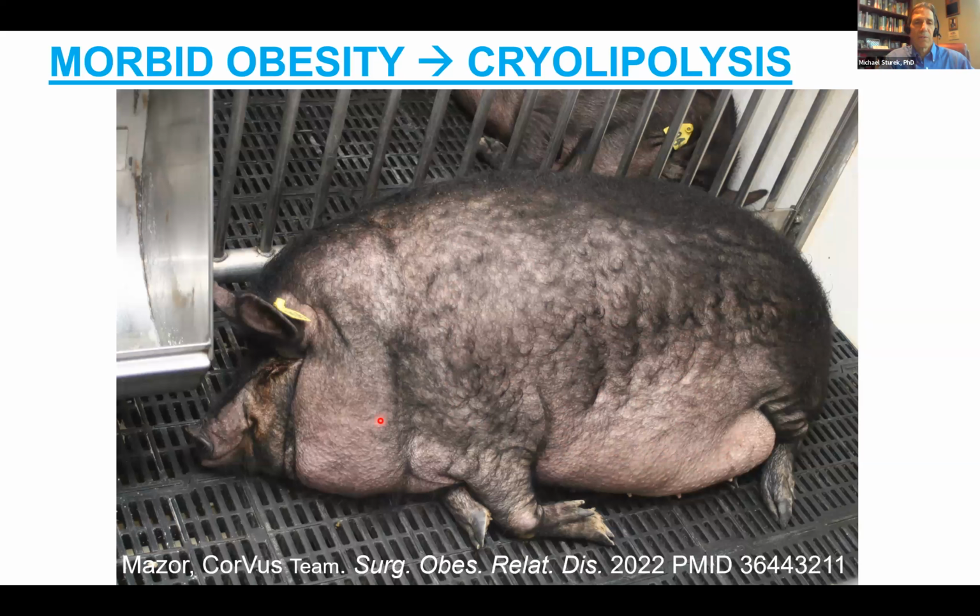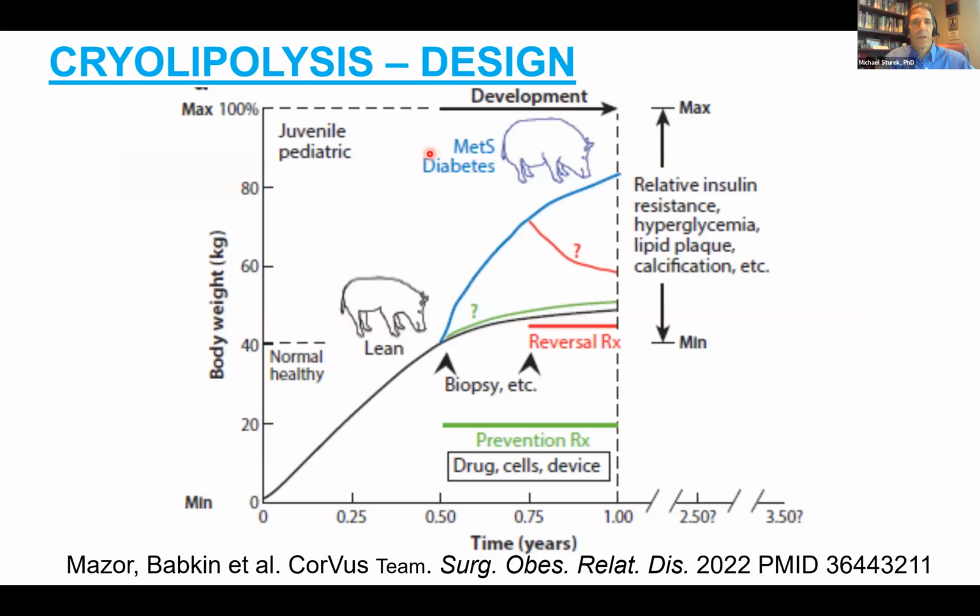So, it was Rafi Mazer and Alex Babkin that were interested in this and came to our CorVus team to see if we could help them out with this project. They had tested it at their company B2M in a variety of small animal models, and now it's time to go to a large animal like this fellow. So I show you this again because this is another example of how this study was done.